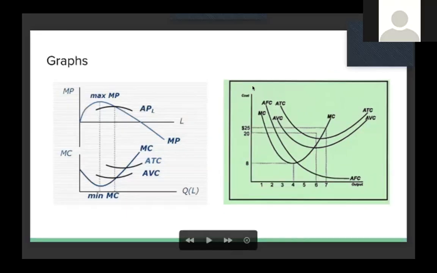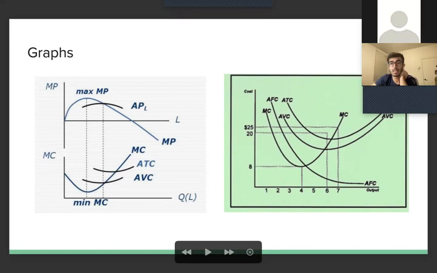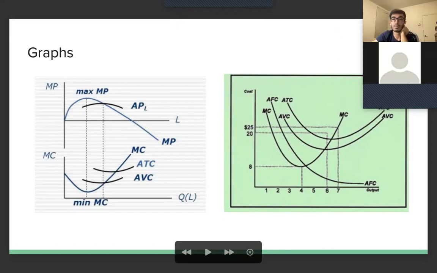So first, as we saw, marginal product intersects average product at its maximum, and the reason for that is very simple. So in simple words, whenever your marginal product curve is above average product, that just means that each additional unit of labor is bringing more to the table than what an average labor was bringing earlier.